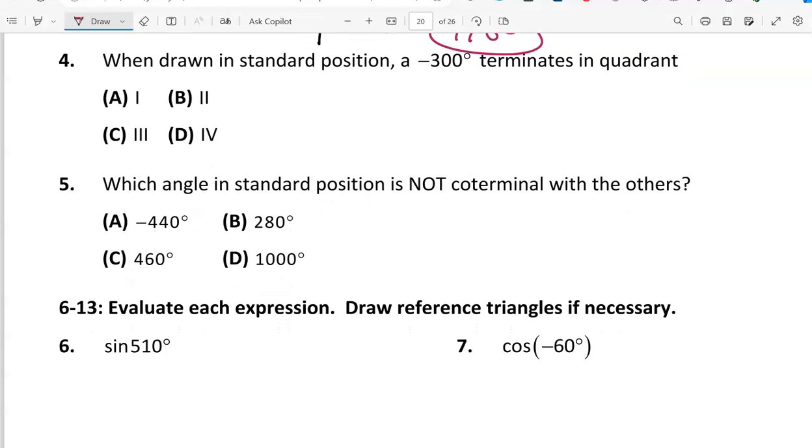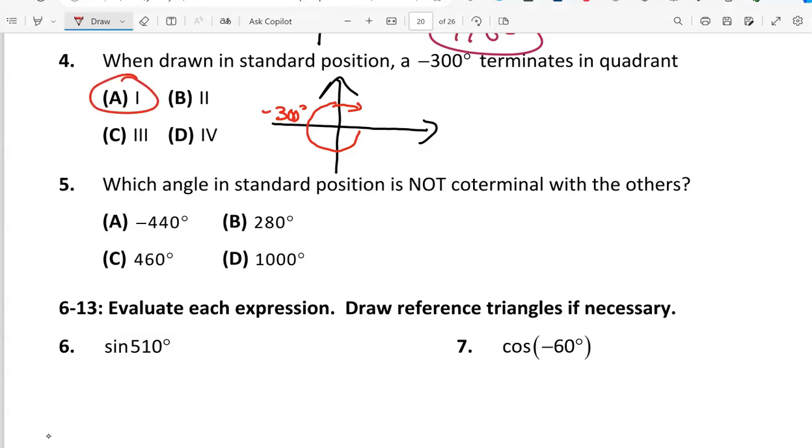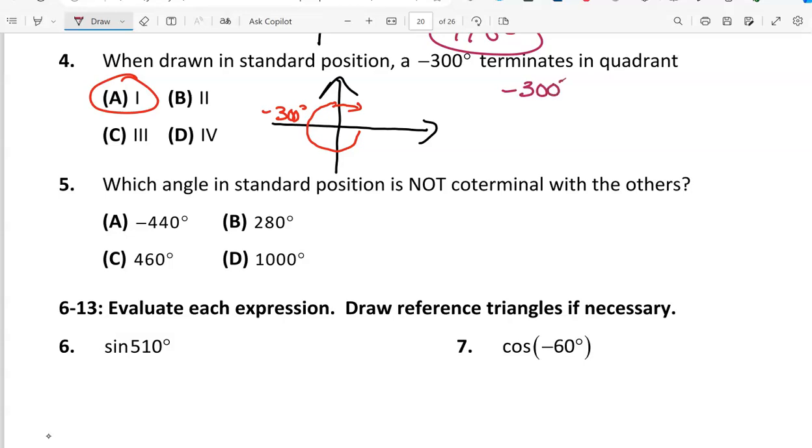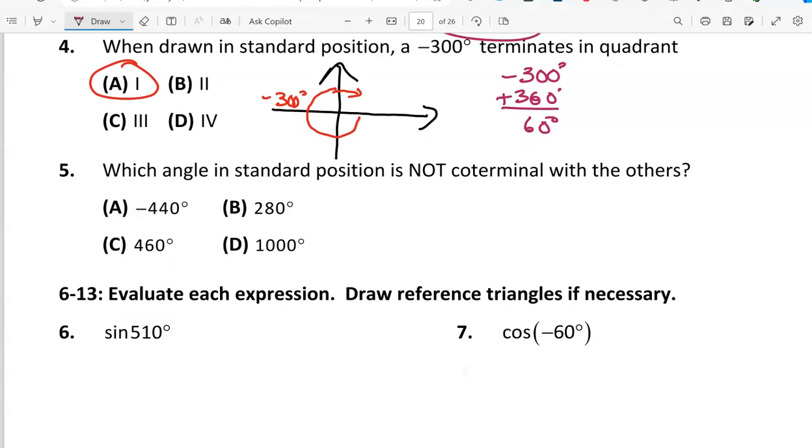For number 4, we're given a negative 300 degree angle and asked in which quadrant that terminates. You may do one of the following. You may draw that angle, and if we rotate negative 300, that's negative 270 plus an extra 30, and that will give us a negative 300 degree angle, which terminates in quadrant 1. Or you may find a coterminal angle by adding 360 to it, and that will give us 60 degrees, which is another angle that we know terminates in quadrant 1.